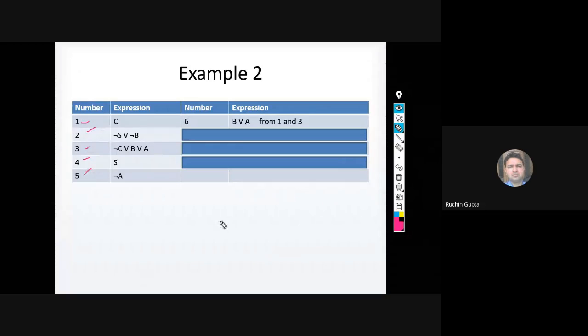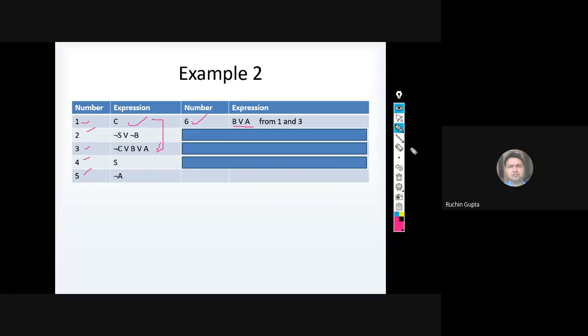So from 1 and 3: 1 is C and 3 is negation of C or B or A. When we take these two, we know that C and negation of C are there, so they will cancel out. And what will we get? We will get B logical OR A, and I am calling this expression number 6.